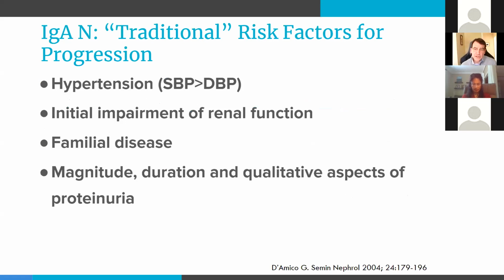So what are the risk factors for having a more progressive loss of kidney function? The presence of high blood pressure is a risk factor. If at the time of diagnosis we already detect some loss of kidney function, that's a sign that things are more likely to progress. Patients who have a familial form of IgA nephropathy are more likely to progress. But by far the most important factor that helps us determine who's more likely to progress is how much protein they have in the urine and what is the duration of that abnormal loss of protein in the urine. Next slide.